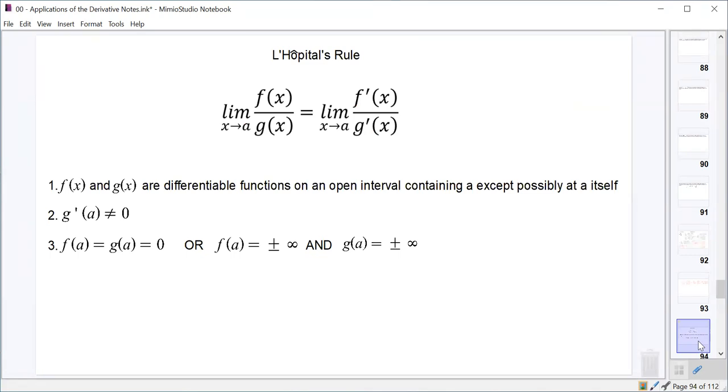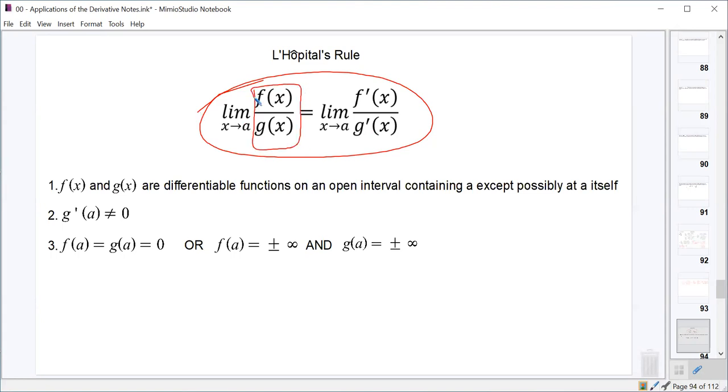And so if we have f of x and g of x being differentiable functions on an open interval, and g prime of a not equal to 0, and f of a equal to g of a equal to 0, or f of a and g of a as positive or negative infinity, this rule, L'Hopital's rule, will apply. And we can just take the derivative of the numerator and take the derivative of the denominator and evaluate that new limit. And the important thing to remember here is that we're starting with a fraction and we're talking about derivatives.